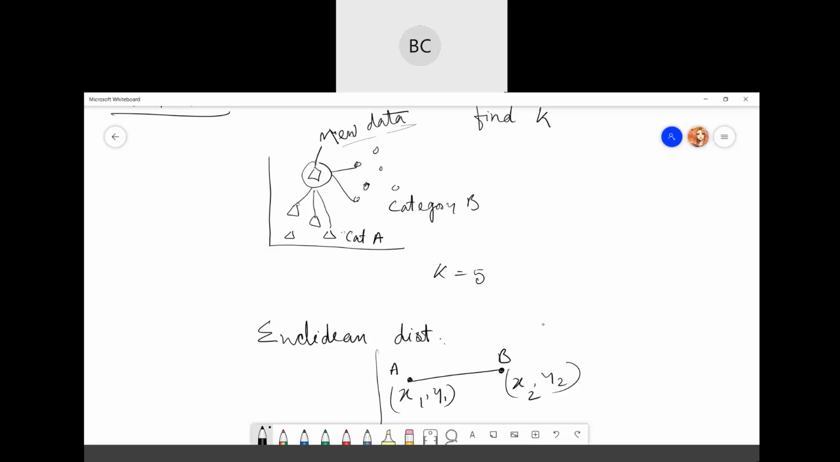So what is the advantage of KNN? It's very simple to implement, and it is robust to noisy training data. The disadvantage is that it is a bit complex to determine the value of K. You have to experiment, then you select the best K for your data set.